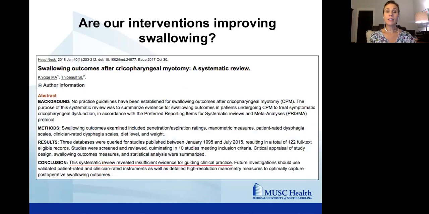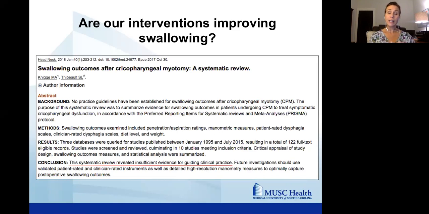Well, the problem is that Molly Carnegie and her colleague did a systematic review that was published just this year in January, looking at how good are we at showing that our interventions specific to cricopharyngeal myotomy are actually improving swallowing function. And what they found is that they really had insufficient evidence to guide our clinical practice. And one of the outcomes that was suggested by this is that maybe we use high-resolution manometry because it can give us those objective measures as an outcome measure.